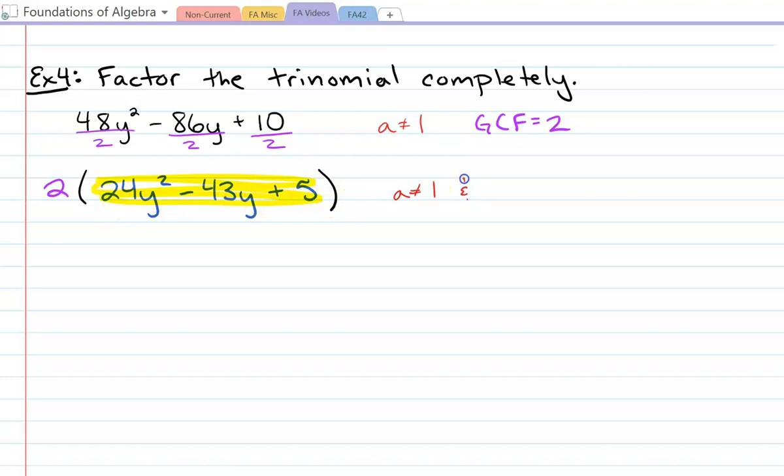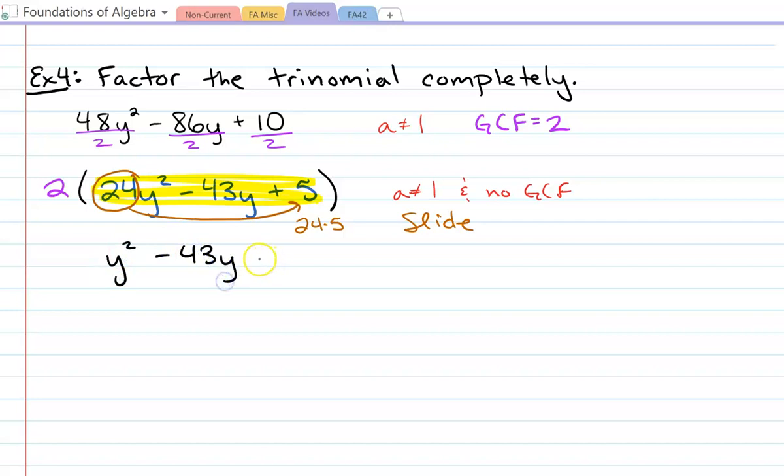So, no GCF. So now we can do the slide and divide. And we're just focusing on what's in the parentheses. So the 24 slides over to the 5. So 24 times 5. So we get y squared minus 43y plus 120 for that. Okay, so factors of 120 that add to negative 43.